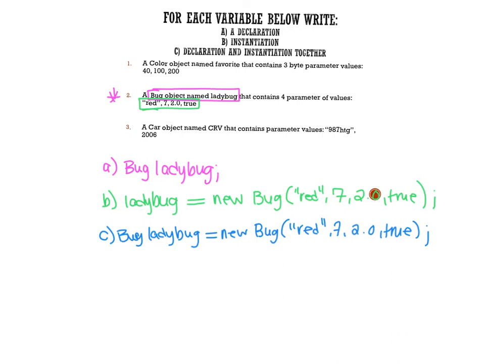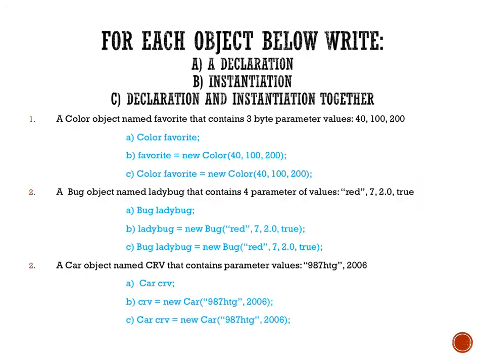Pause the video, try the next 2, and then from here you can go on to the next slide and check your answers. For each of these, double check that you got your declaration, your instantiation, and your declaration and instantiation together correctly. I will expect that you know the difference between a declaration and an instantiation and how to do them both separately and together, so make sure that you know those vocabulary words very, very well.